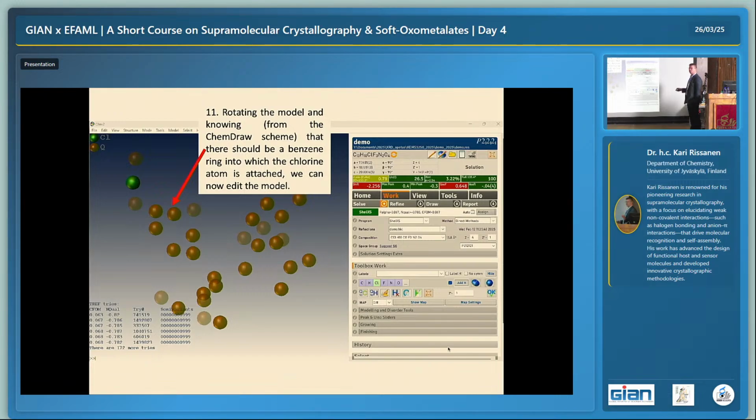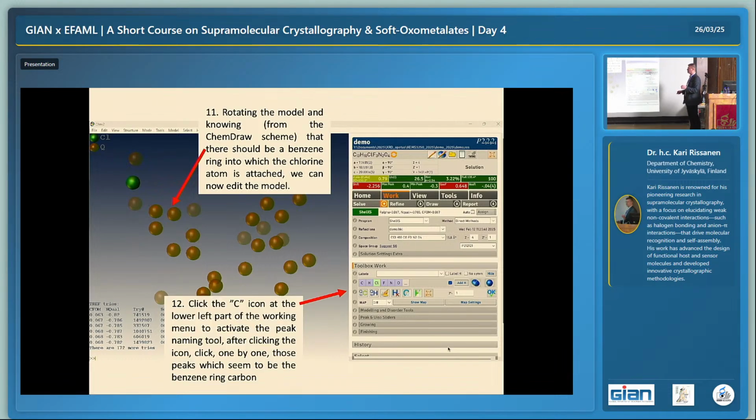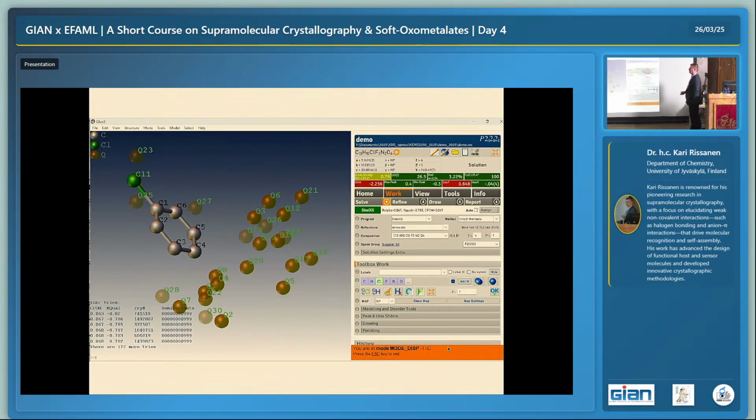We can now edit the model. We have possibilities here. You can see labels, carbon, hydrogen. We can use these and then start assigning the atoms, or the brown balls, to an atom. So we click carbon here, and at the lower left on the working menu activate the naming tool, and after clicking one by one, we start clicking 1, 2, 3, 4, 5, 6. And once we have done it, we have a benzene ring.